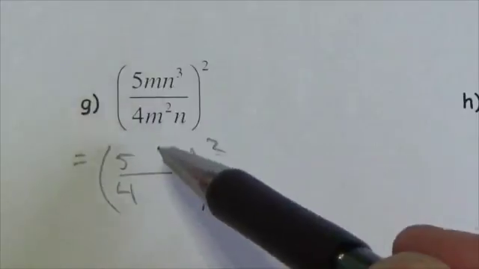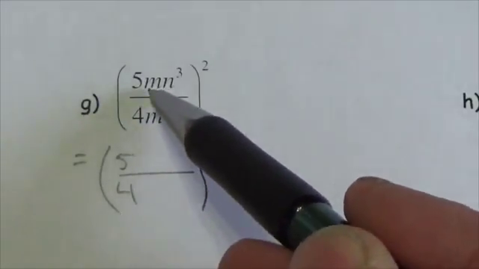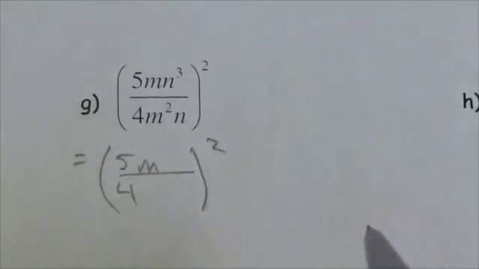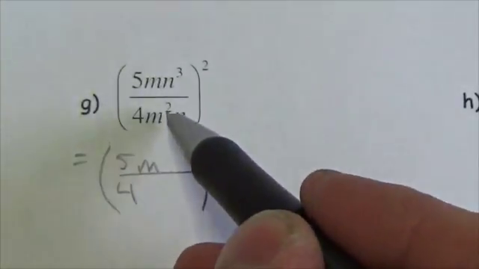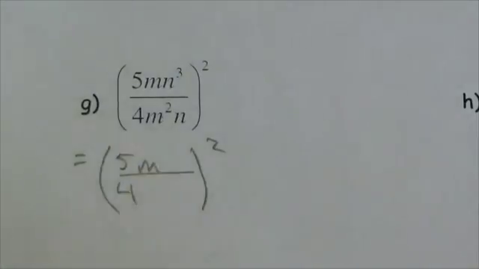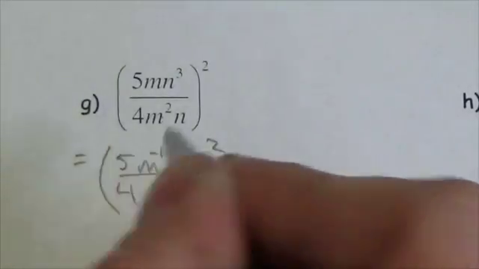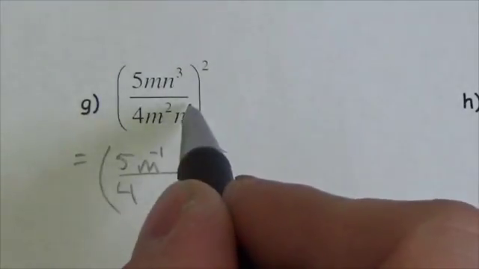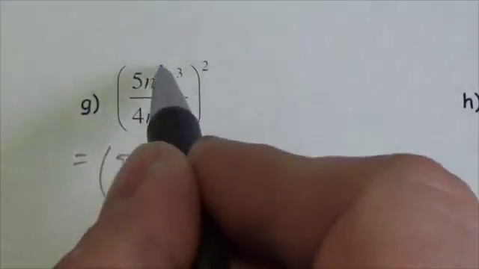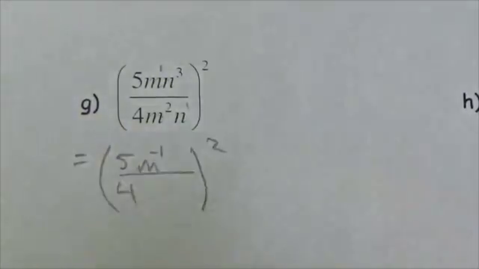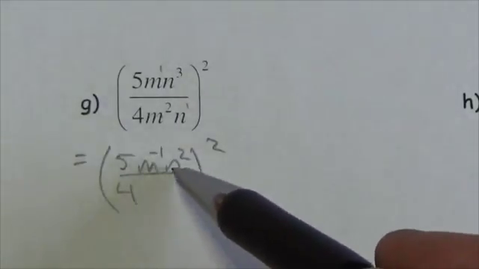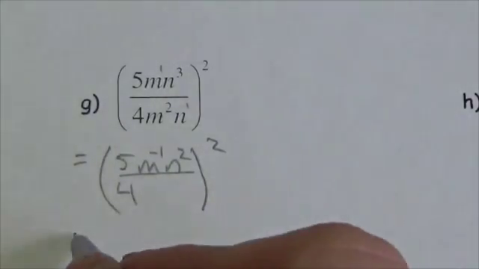Now, I've got powers of m here. I've got m to the 1 over m squared. So now I'm going to subtract those. So that's going to be 1 minus 2, or m to the negative 1. And then I've got n cubed divided by n. And again, if there's no exponent shown, it's 1. So n cubed over n to the 1 is going to be n squared. Okay, so here we go. So 5 over 4, m to the negative 1, n squared, and they are all squared.